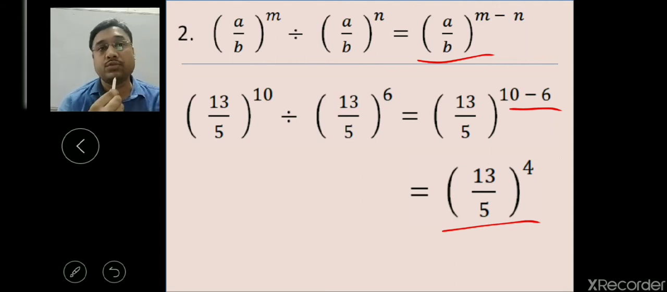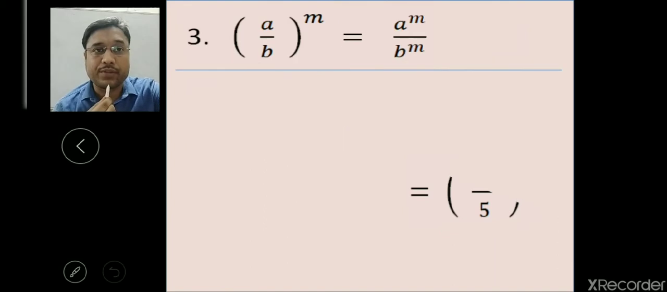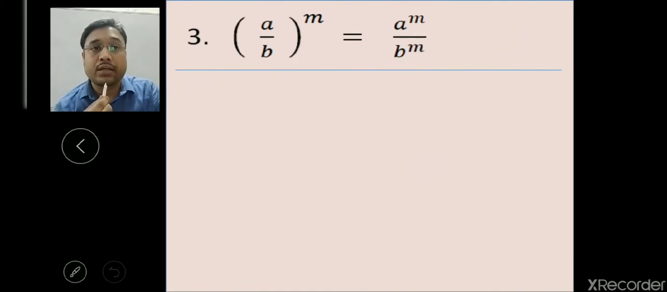That means if two numbers are being divided and their base is the same, then you will subtract the powers, writing the same base. Only the exponent you will subtract. So it will be (13/5) to the power 4. Now the next, third formula is (a/b) to the power m. Now this power m is the common power, which is on the numerator and denominator both.